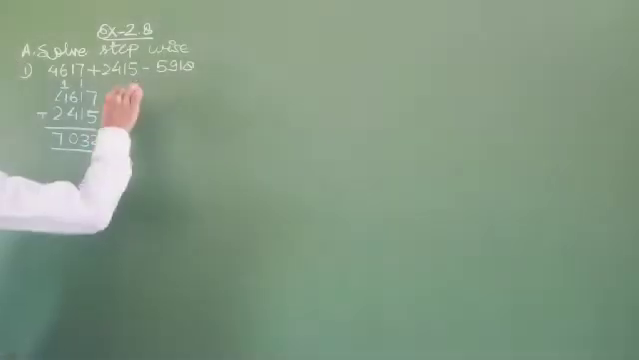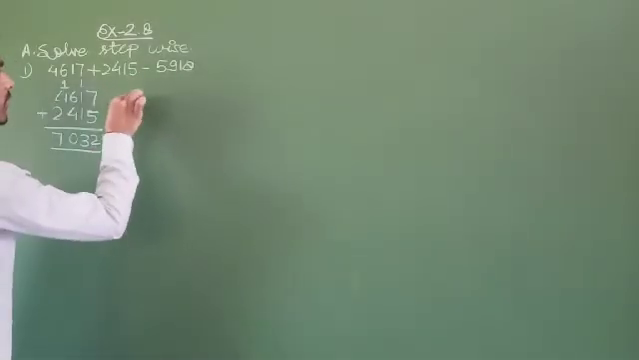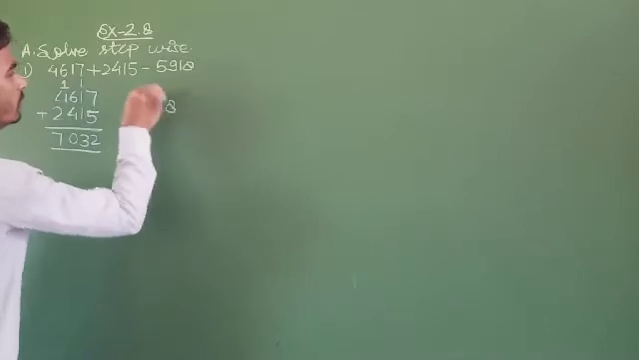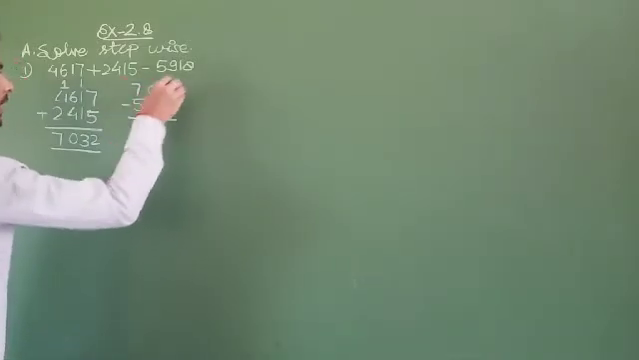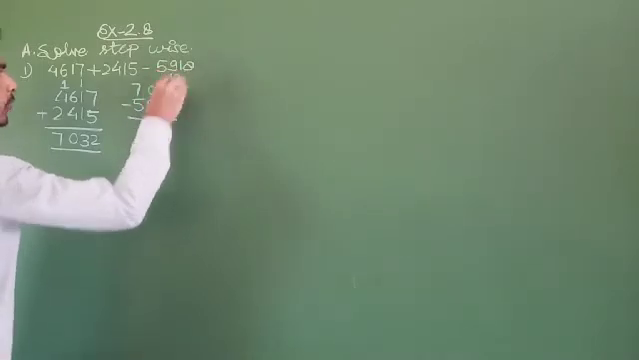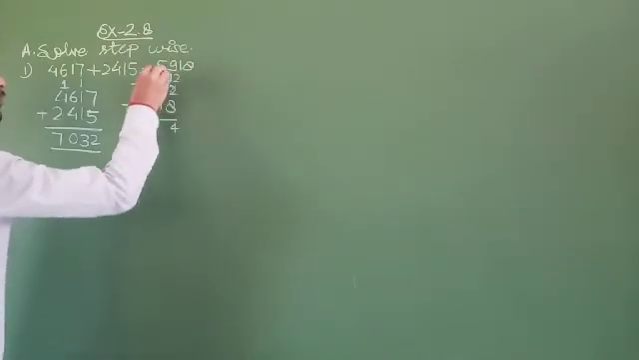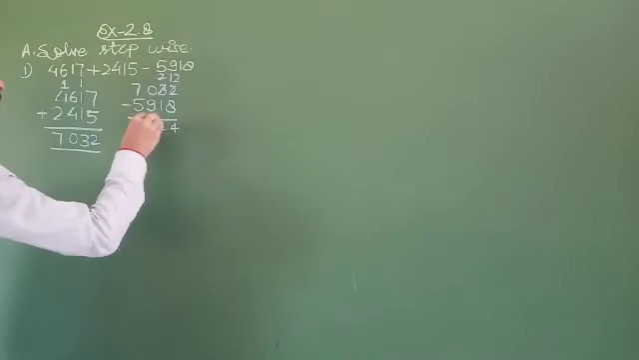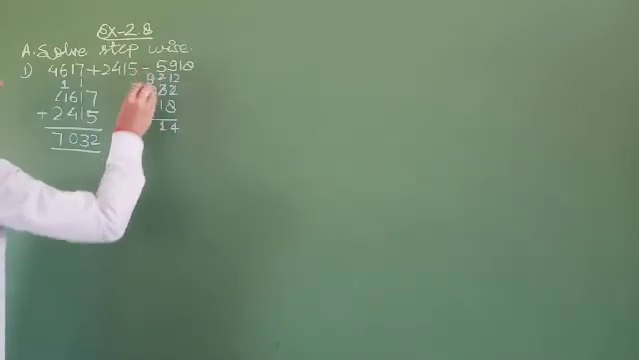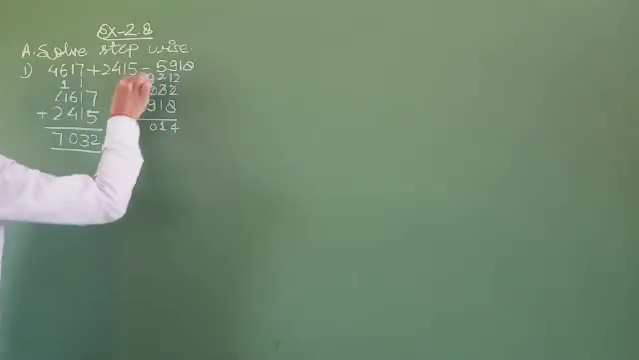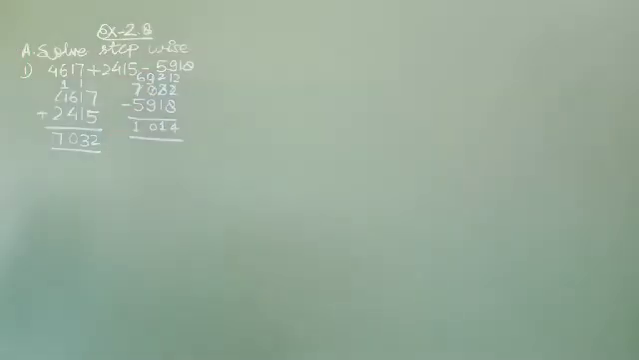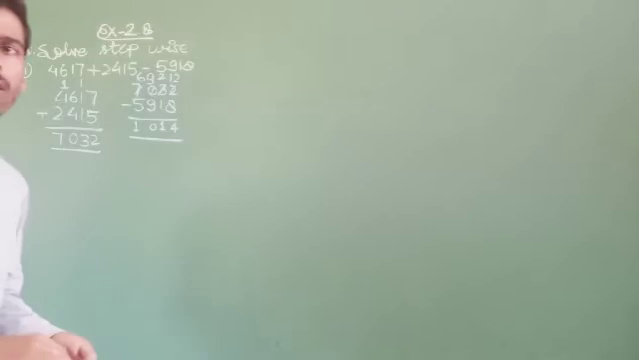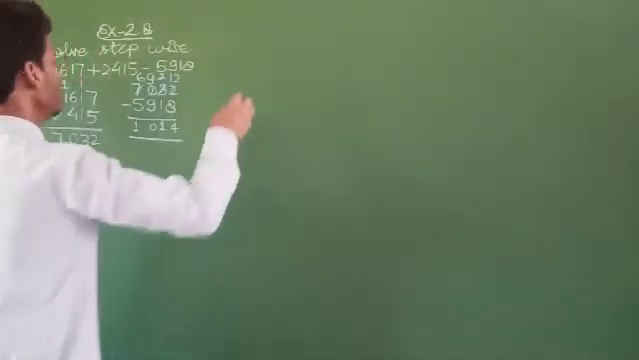And now we have to subtract 5980 from 7042. 12 minus 8 is 4, and here will be 2 minus 1, 2; 9 minus 9, 0; and 6 minus 5, 1. So the answer is 1040. Okay, now come on to the next question without wasting our time.